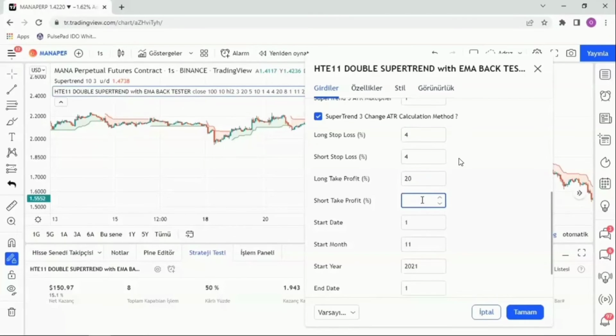And lastly, let's check 1 to 5. Nope, it is not profitable at all. Unfortunately, adding exponential moving average to double Supertrend does not increase our success either. Now let's add RSI to Supertrend and see if they work well together or not.